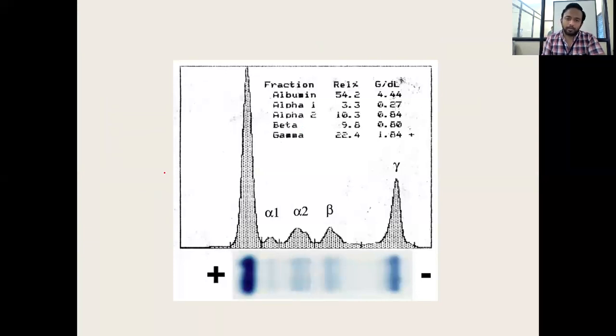Next, the different fractions of the total protein in the serum or plasma are these 5 components. The major portion, up to 55%, is albumin. Next, you have alpha 1. Here you can see when you run the electrophoresis, the sample is applied on this side at the negative node. You apply this much of serum or plasma sample.